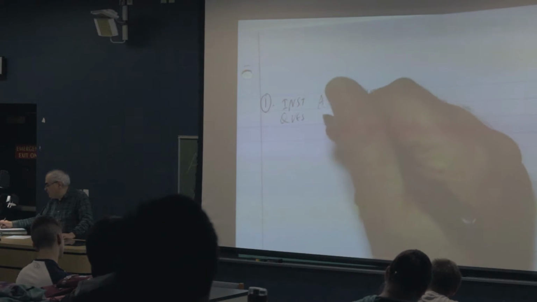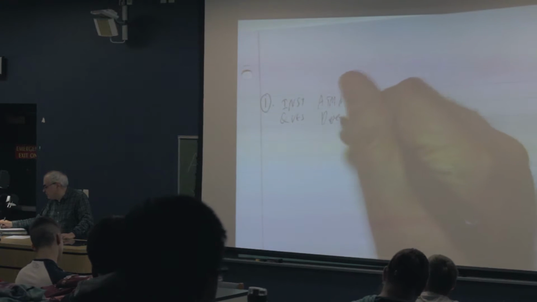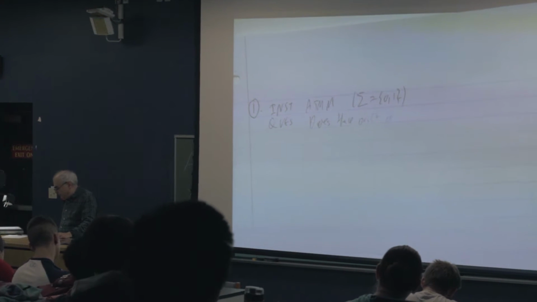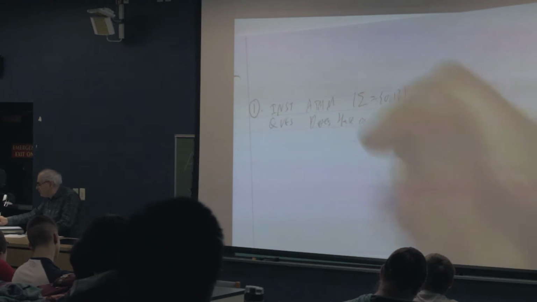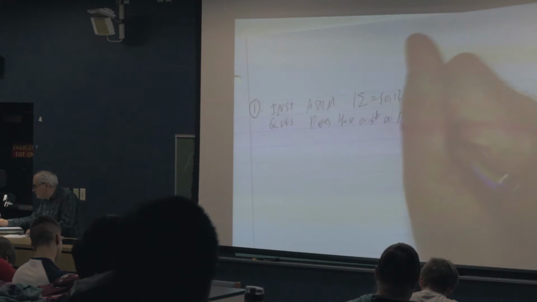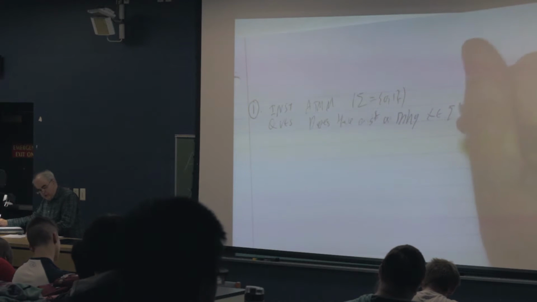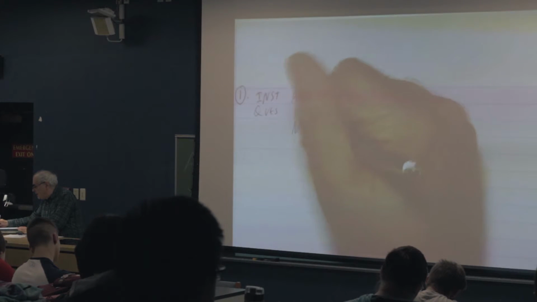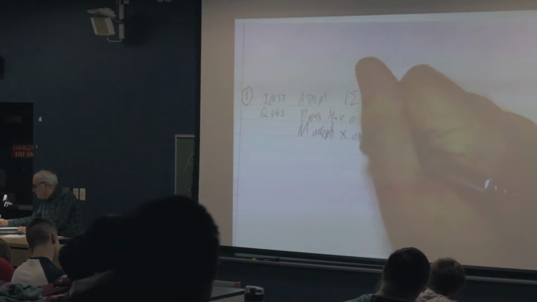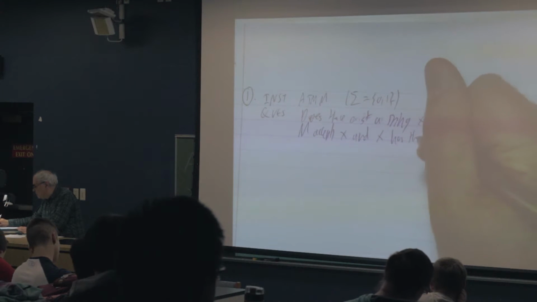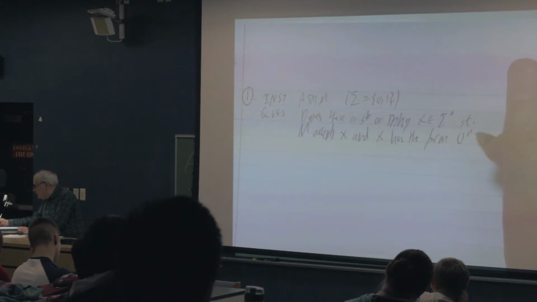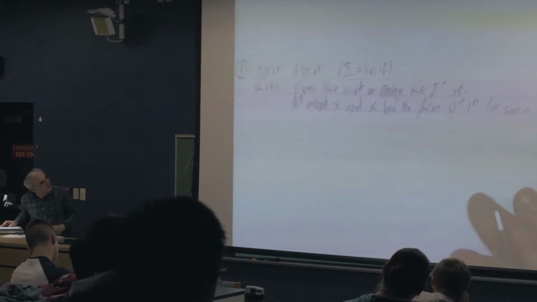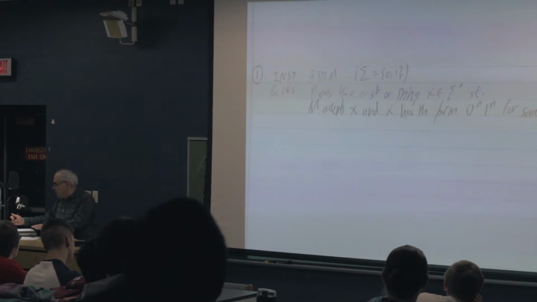Question is: does there exist a string x in sigma star such that M accepts x and x has the form 0^n 1^n for some n? Okay, so that's the form of the question.